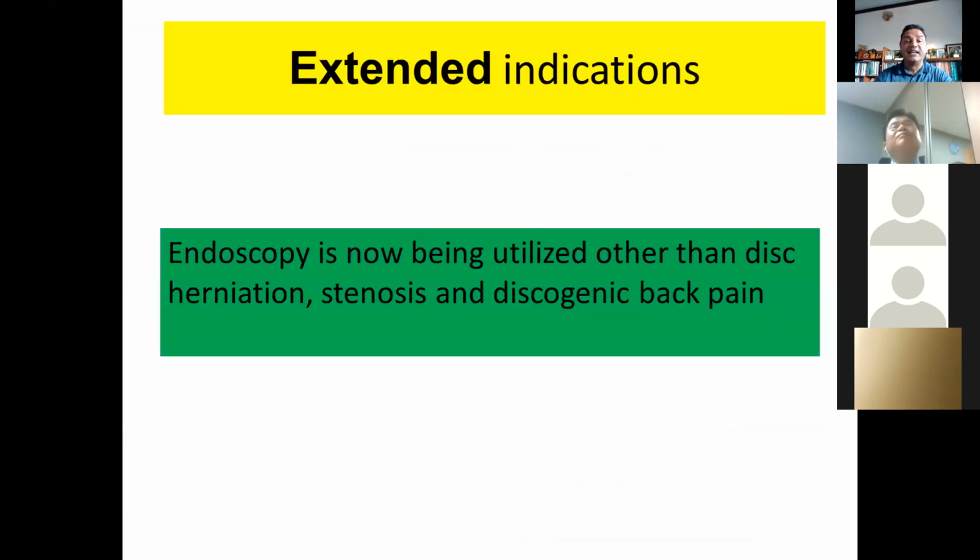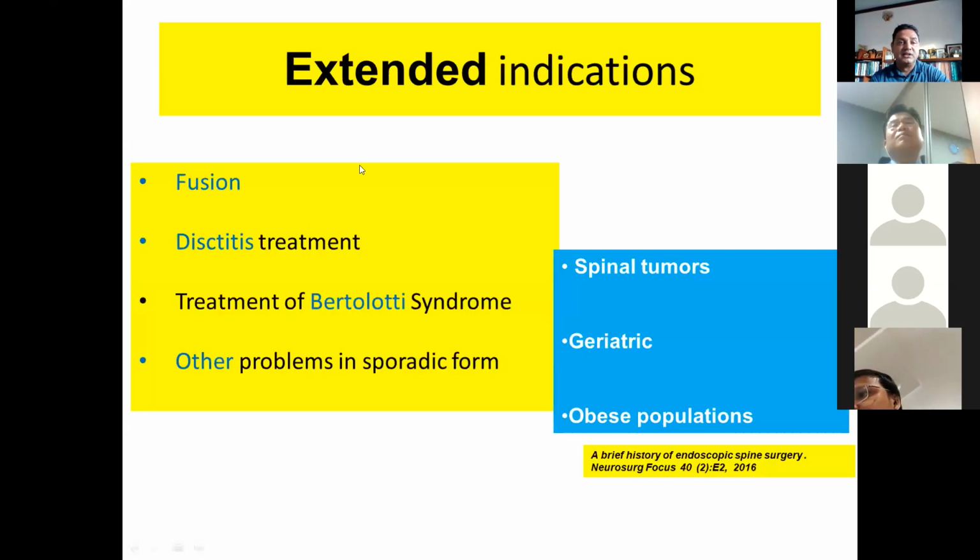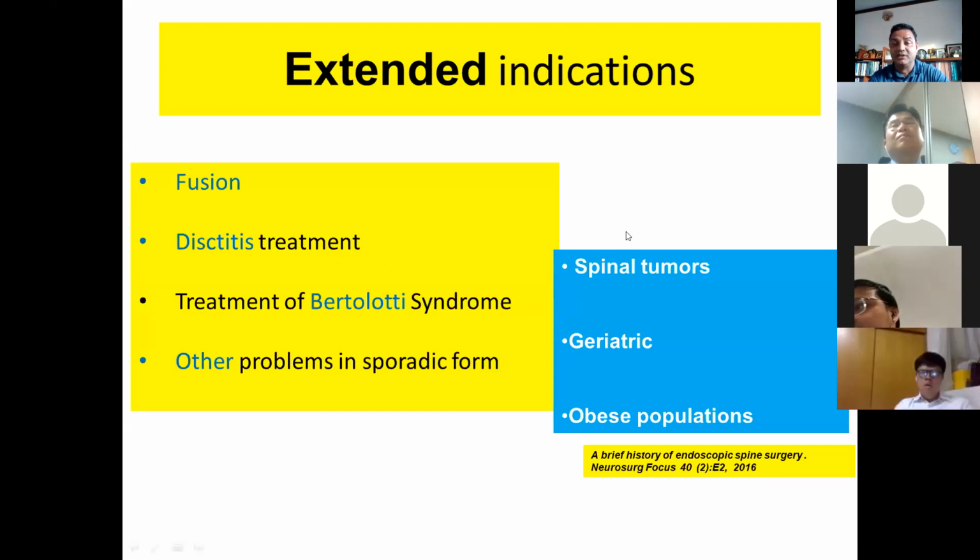So there are some extended indications of endoscopic spine surgery, now being utilized other than disc herniation, stenosis, and discogenic back pain: like fusion, discitis treatment, treatment of Bertolotti syndrome, and other problems in sporadic form, like spinal tumor that we heard about from Jinsung Kim. We can utilize the endoscopic technique in geriatric patients and also in obese patients.